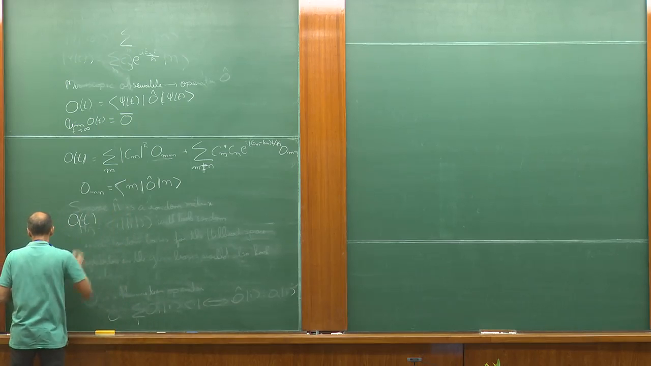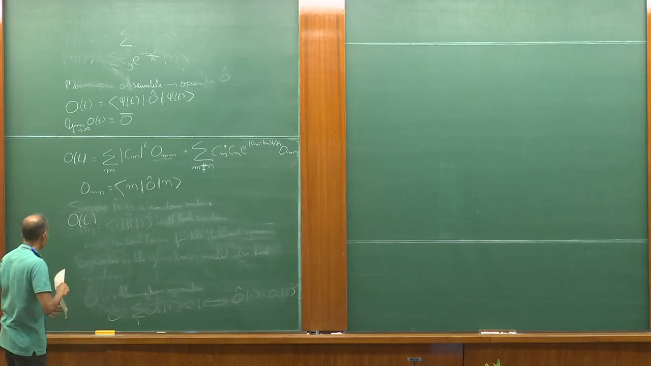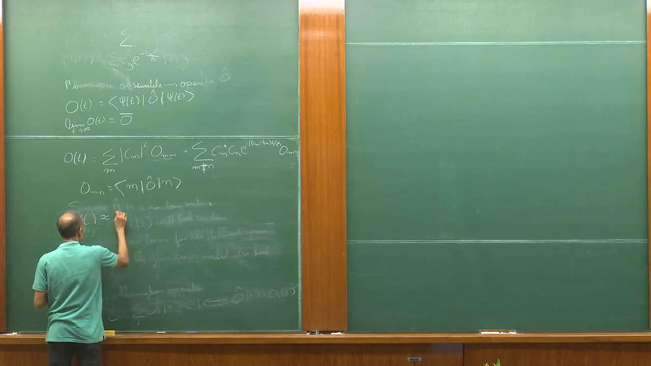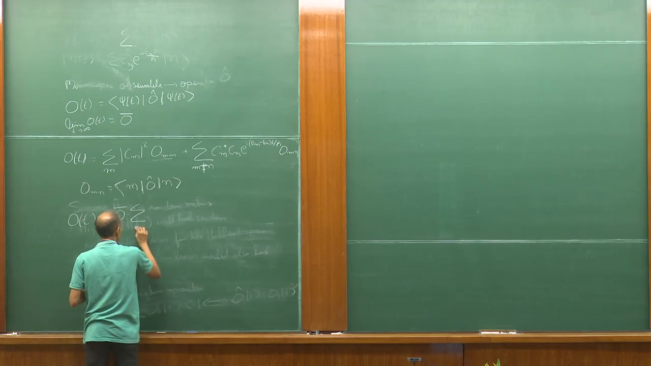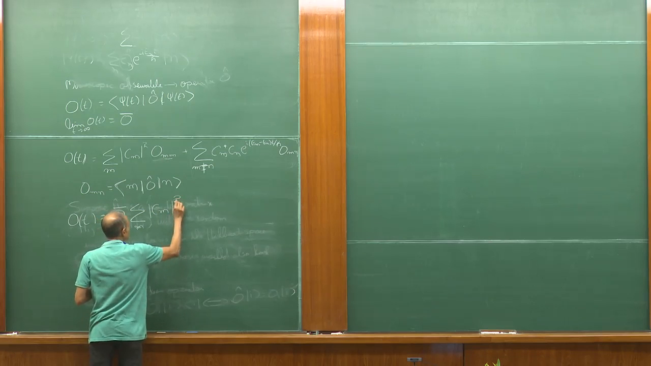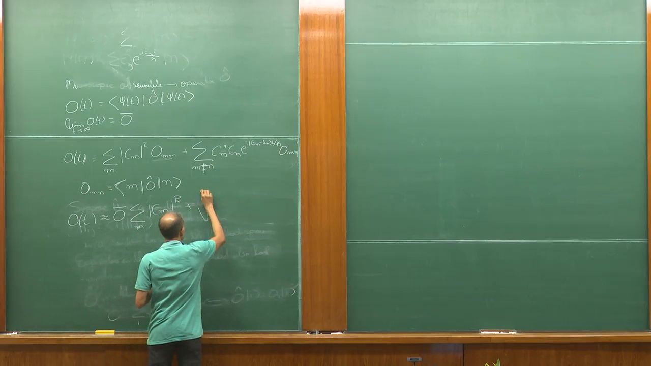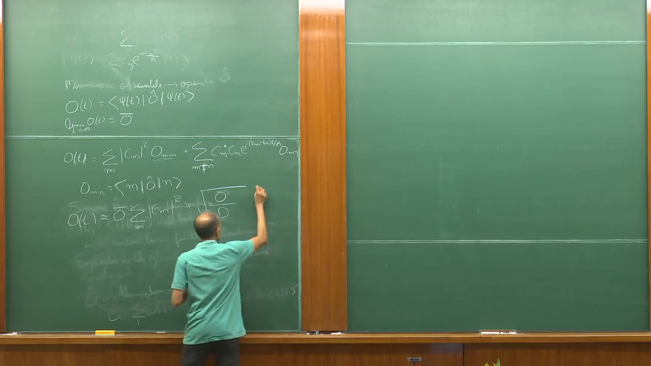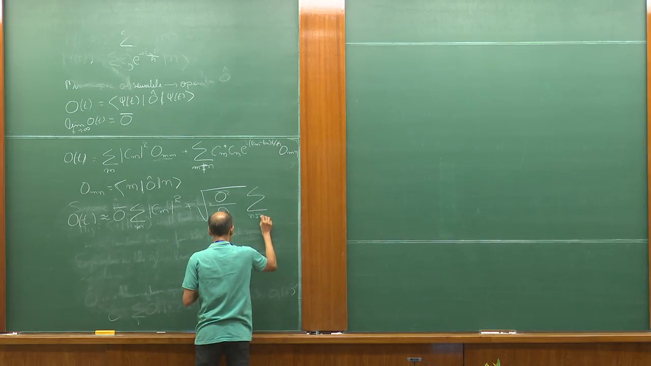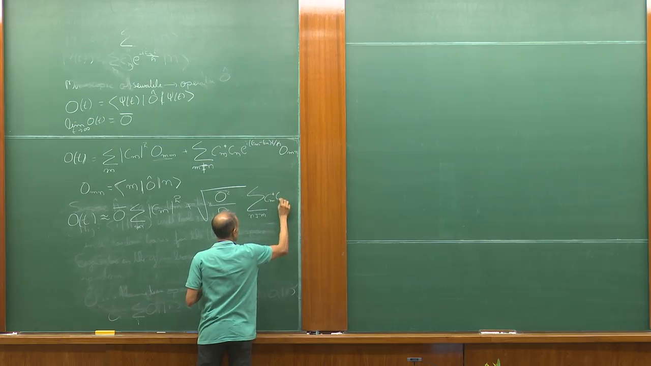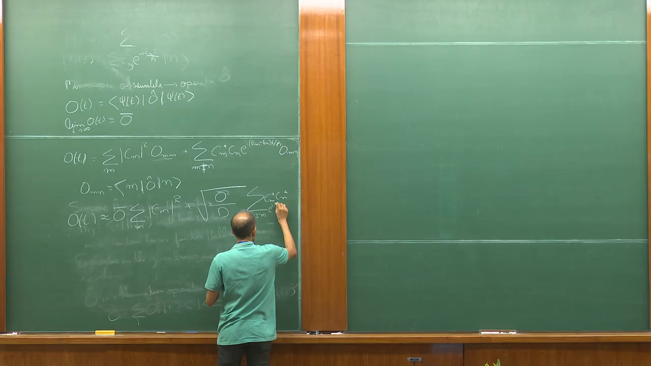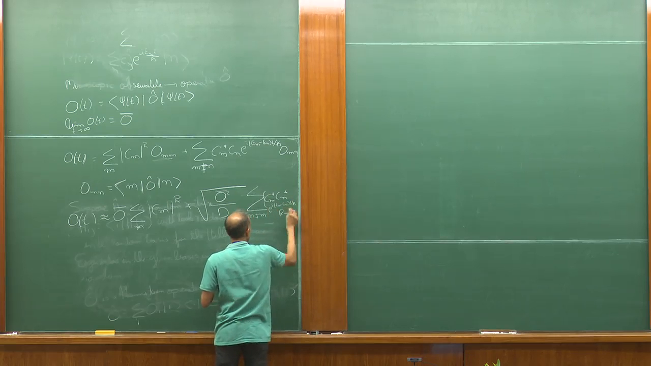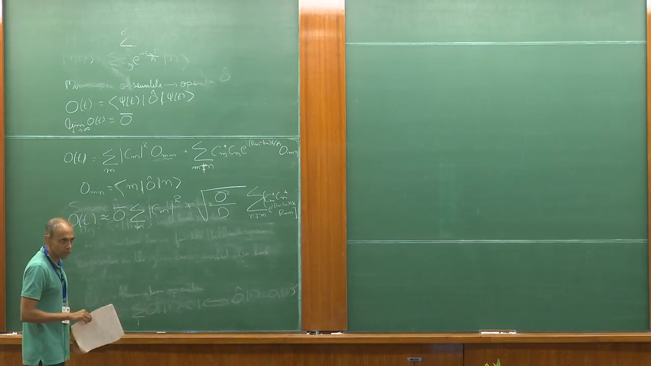So if you put in that particular form of the matrix elements into this expression for O of t, this is what you'll end up getting. So this is going to be O bar summation over m mod Cm squared plus Cm star Cn e to the i (Em minus En) t by h bar Rmn. So that's what this is going to be.